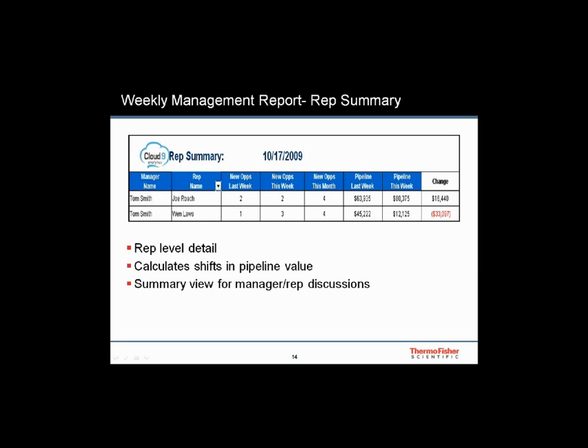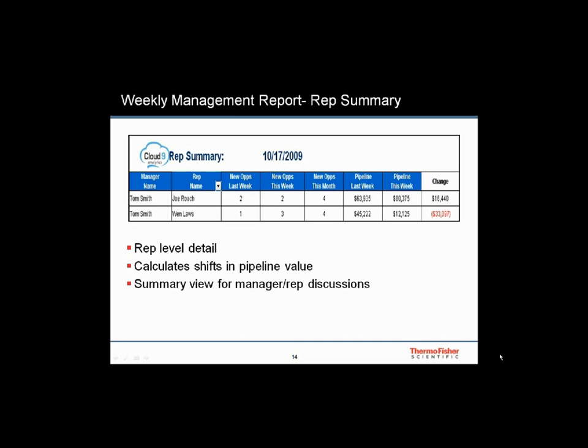So the next report is really a drill down of the executive summary. And again, this is specific to the role hierarchy. So when the sales manager receives this report, it's just a summary of his or her reps. And what this does is it drills down on the activity by rep. So we have different buckets that we capture.